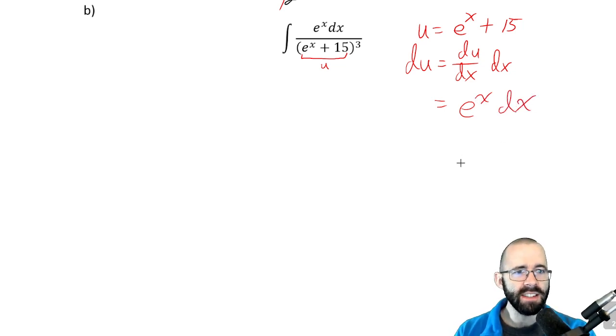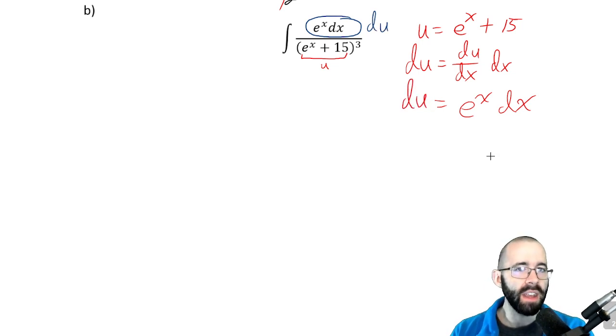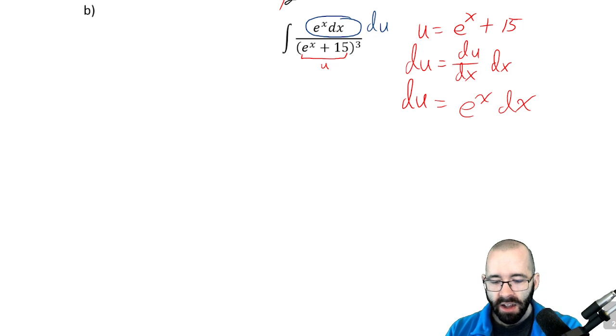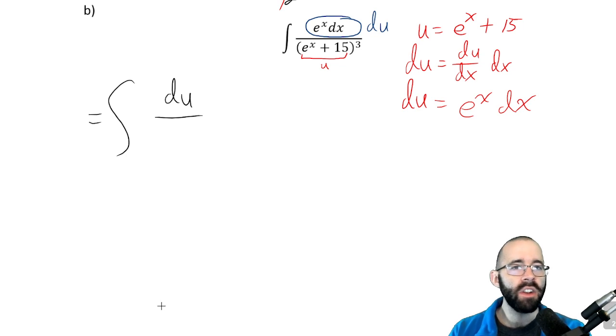Oh, so this one's actually easier than part A. Why don't we do this one first? Because this right here is exactly du, right? We said du was e to the x dx. So look at our integral. The numerator is just du. The denominator is just u cubed. This is great.